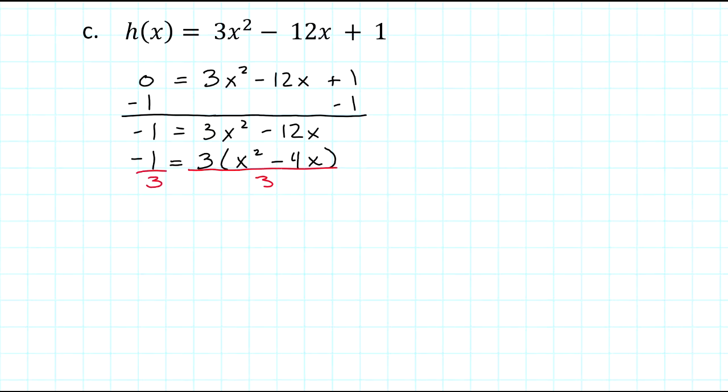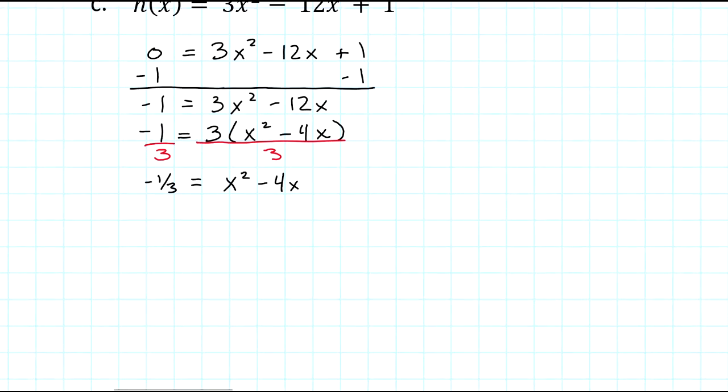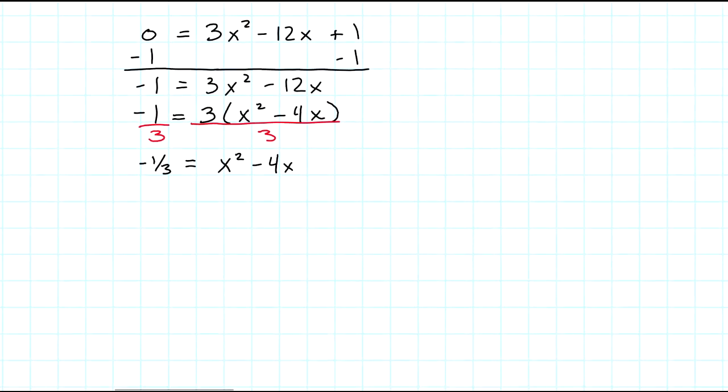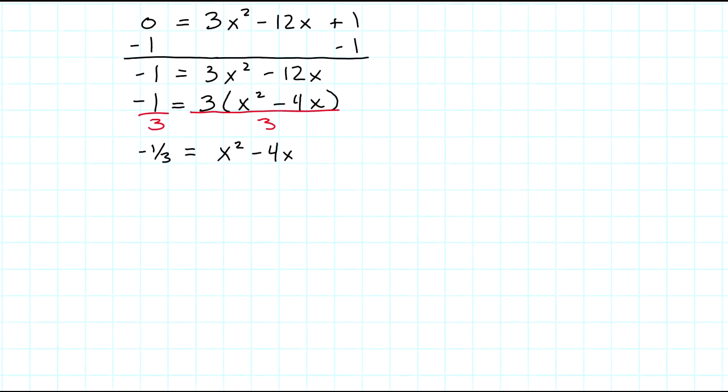To get negative 1/3 equals x squared minus 4x. Now we'll get to our completing the square part. Oh, I'm sorry, I don't want to do that yet. We want to say equals parentheses x minus 2 quantity squared, the minus 2 coming from half of minus 4.